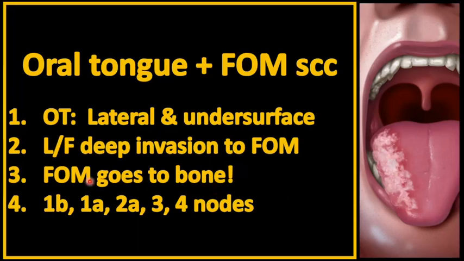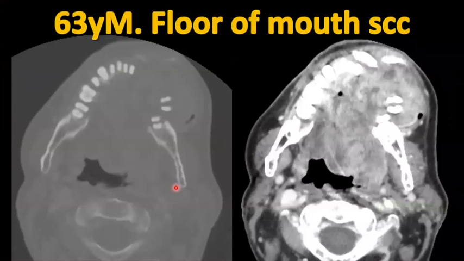Once you're in the floor of the mouth, you've got to look very carefully at the bones, because it's going to invade the bones. That's what they like to do. And so you need bone algorithm. And this is a floor of mouth that, this one invaded the bone. Obviously, T4 is bone invasion. This is what I think Dr. Wiggins would call a T5 tumor.